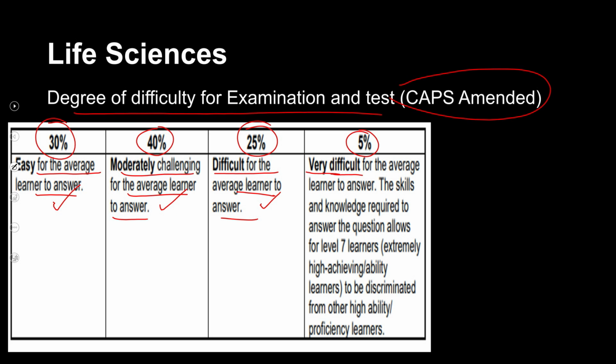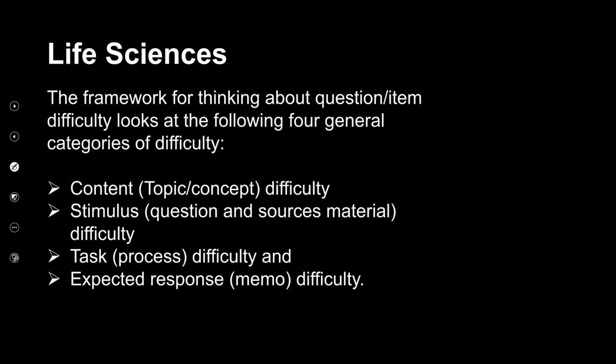So guys, it's important that we understand that when we prepare. The next part of the discussion is that the framework for thinking about questions or items of difficulty looks at the following 4 general categories of difficulty. So when the examiner is setting this exam, they look for these levels of difficulty. First, there must be content knowledge, a specific topic or concept, and the difficulty level is considered. We also know that there are questions based on stimulus, such as source-based materials that provide a stimulus to a specific concept or content.